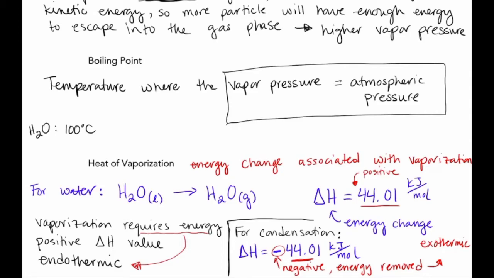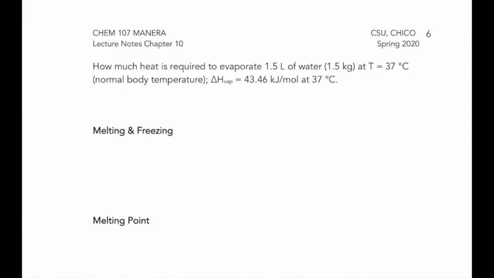So given that, we're going to look at this value, we're going to do an example, and we're going to see how much heat is required to evaporate 1.5 liters of water. If we have some amount of water, and I'm going to write the heat required up here again, it's 44.01 kilojoules per mole. Or actually, I have it here. It's at a different temperature, so it's a little bit different value.